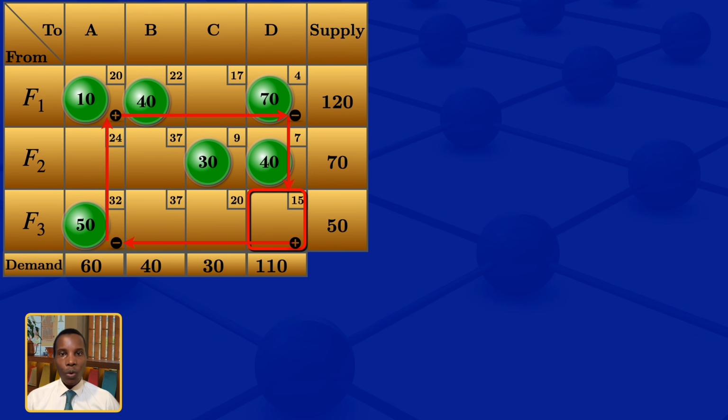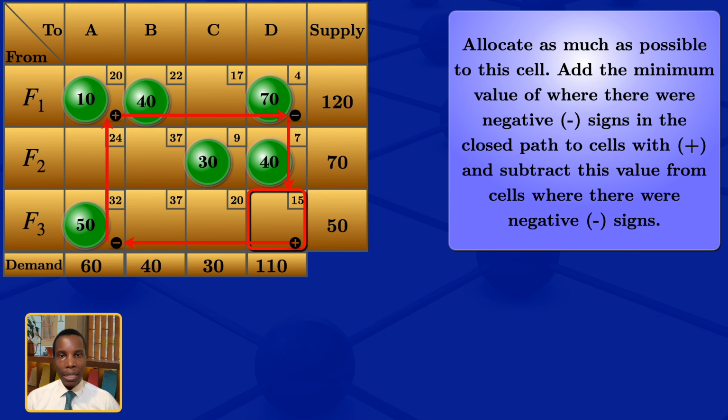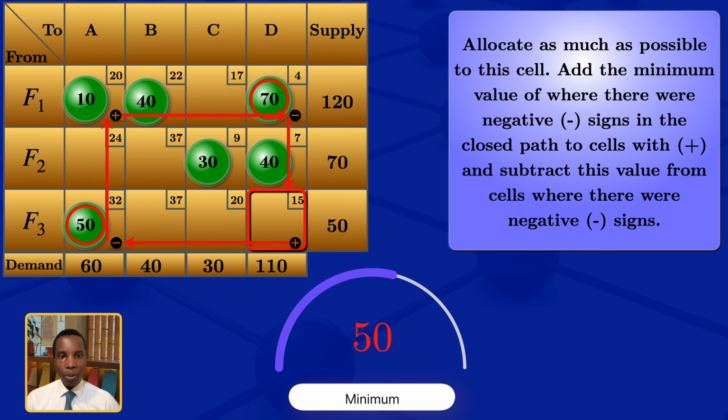So we then go on and look at how much we can allocate. So for how much we can allocate, we look at the cells that have the negative signs. So the cells with the minus signs, we are having this one here with the 70 and this one here with the 50. So we take the minimum of the 70 and 50. That minimum there is 50. So we are supposed to allocate 50 units in the cell that I have highlighted there. So in this cell, we go on and allocate 50 units.